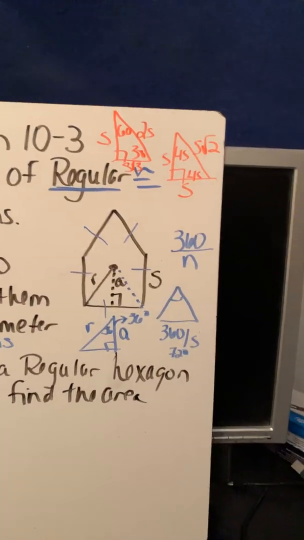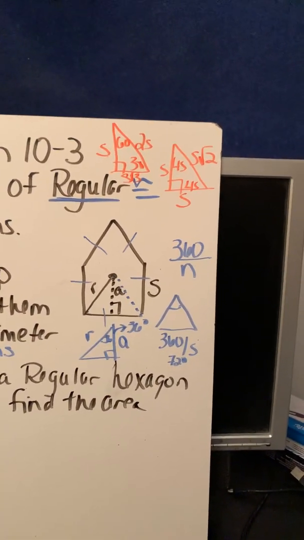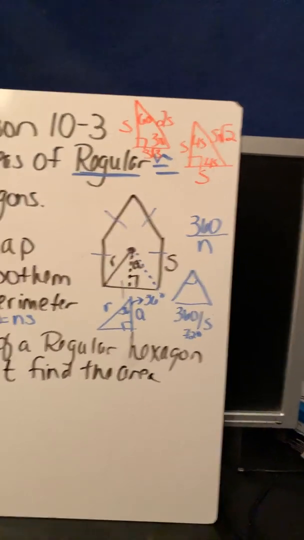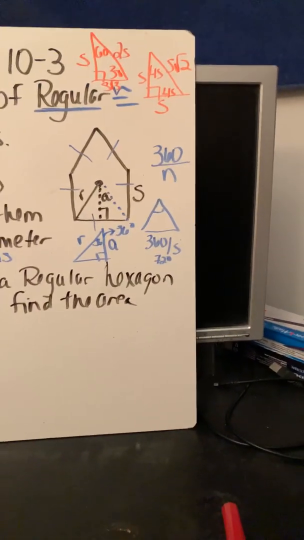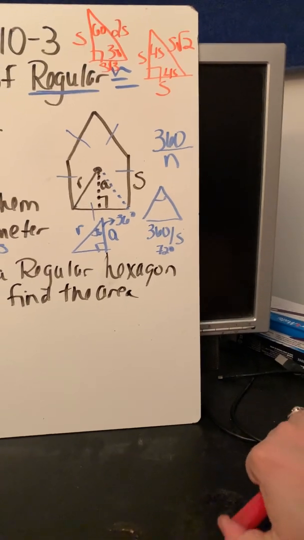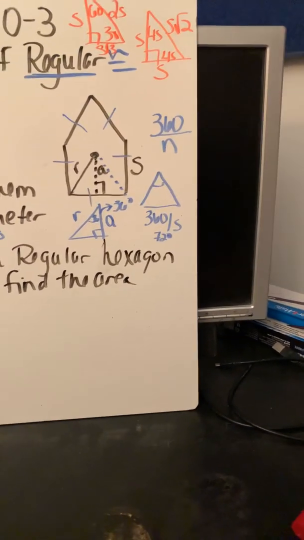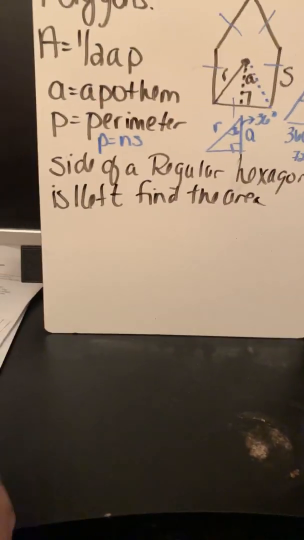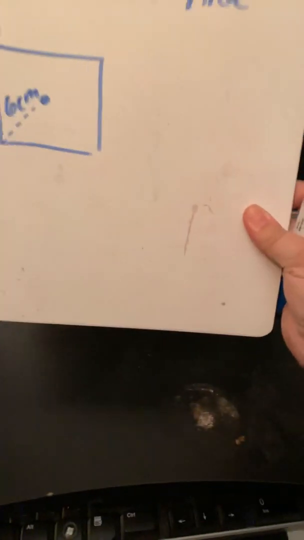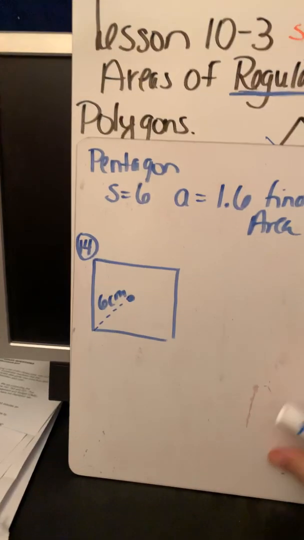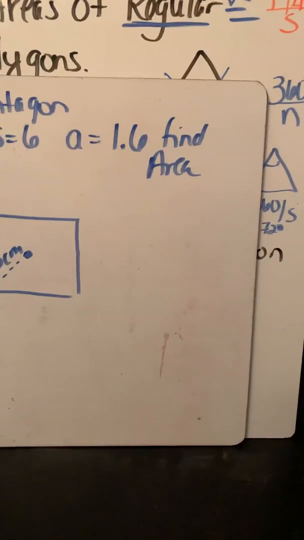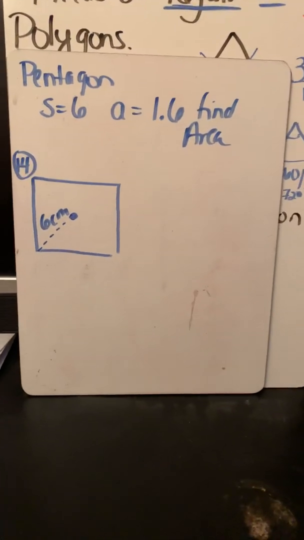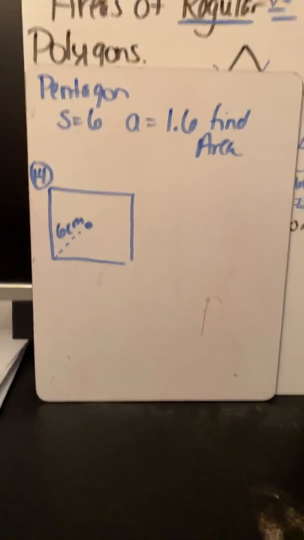Okay, so just keep in mind, those are going to be coming back again. 30, 60, 90, S is always next to the 60. Next to the 30 is S root 3. 2S is your hypotenuse. 45, 45, 90, S, S, S root 2. So again, make sure you remember, because those are coming back again. So let's say I'm going to do a basic one first. A nice, easy one that they're going to start me off with. So you've got a pentagon. The side length is 6. The apothem is 1.6.